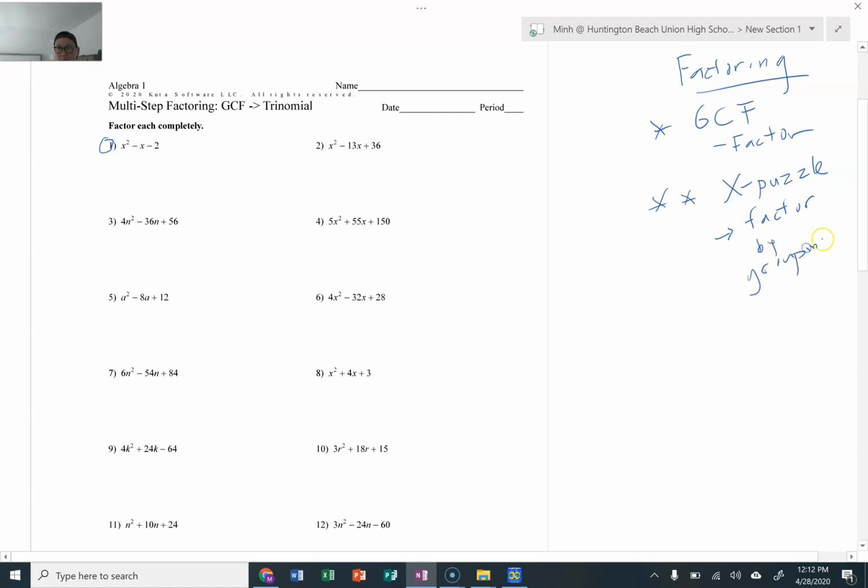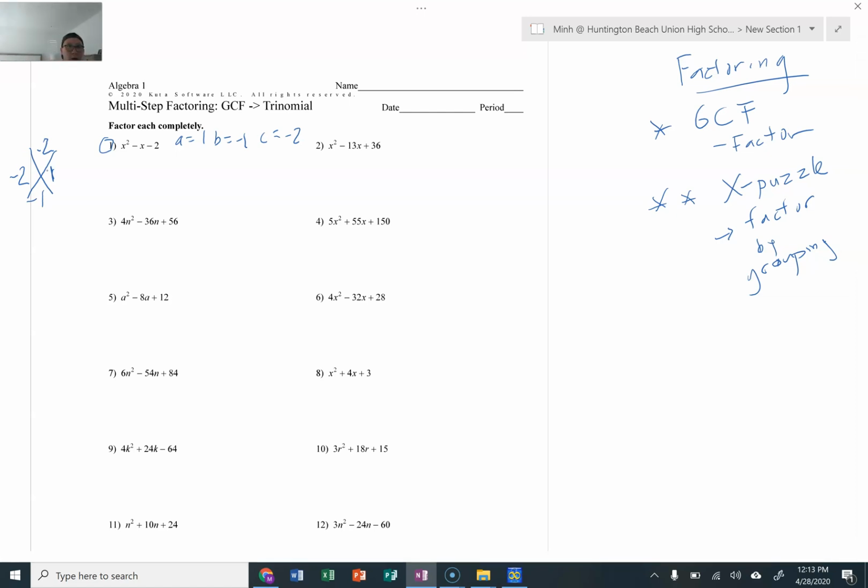Okay, so let's do number 1. GCF didn't work, so we have to factor by grouping. Doing the X puzzle for this one, my A is 1, my B is -1, and my C is -2. The top number is A times C, so that's -2, and my B is -1. We need to figure out what times what gets me -2 but adds up to -1. That's pretty simple: -2 times +1 gets me -2, and -2 plus 1 gets me -1.